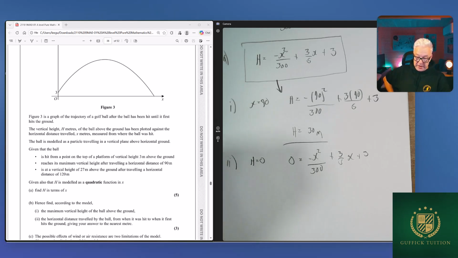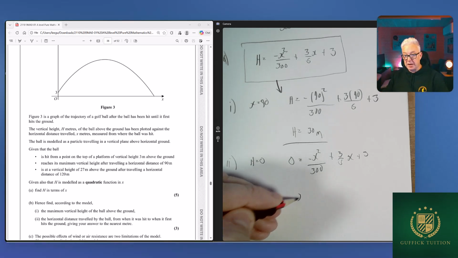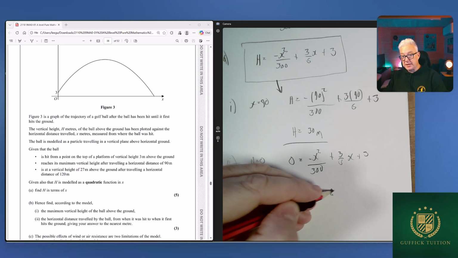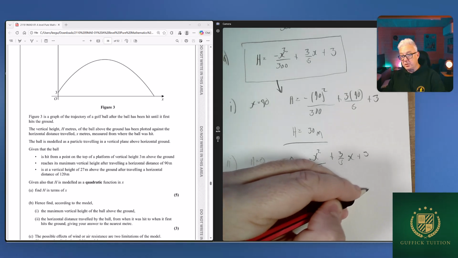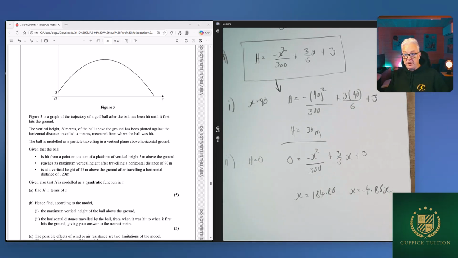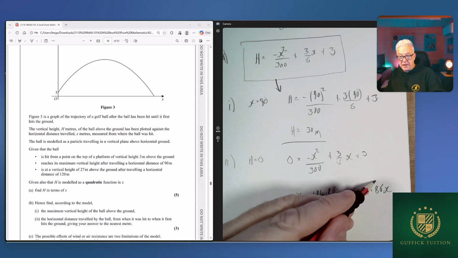And again, I think I can safely put this into my calculator now. Okay, so having set that to 0, if I put that into my calculator, I find that x is either equal to 184.86 or x is equal to minus 4.868.